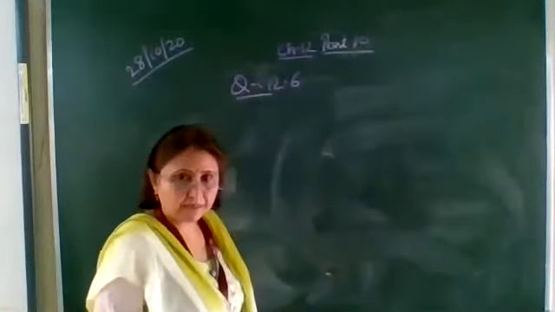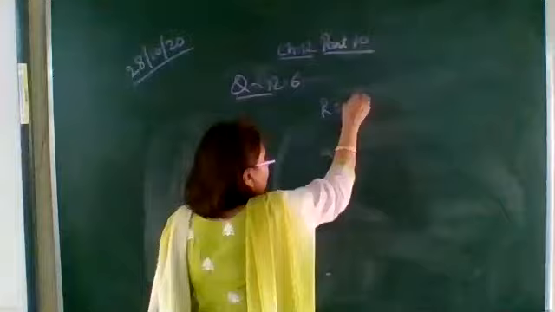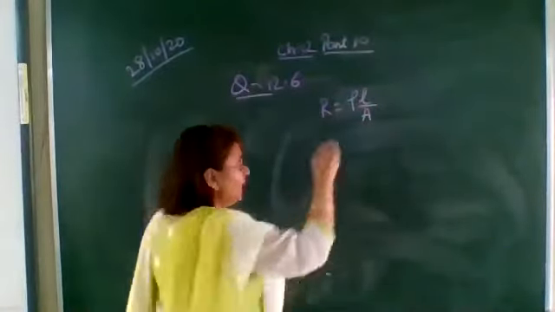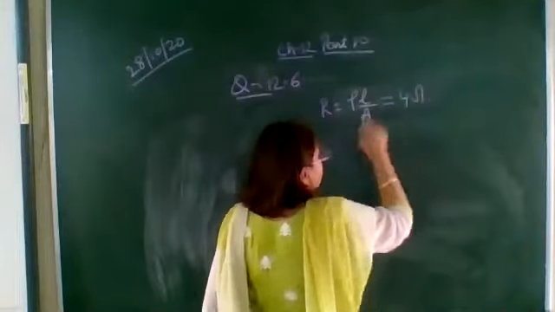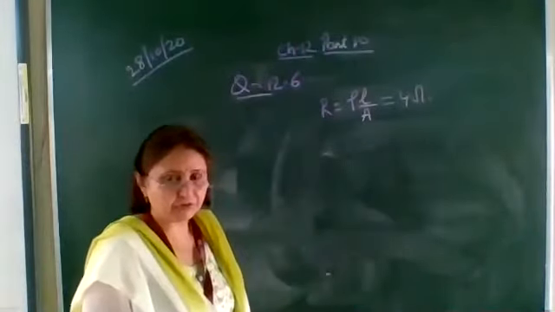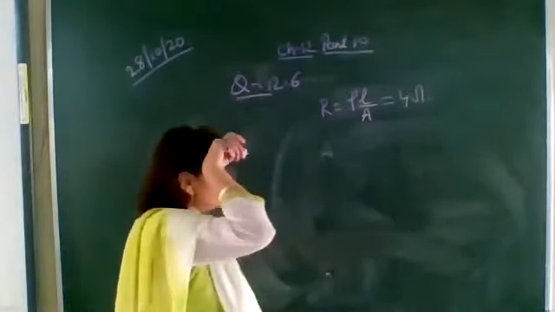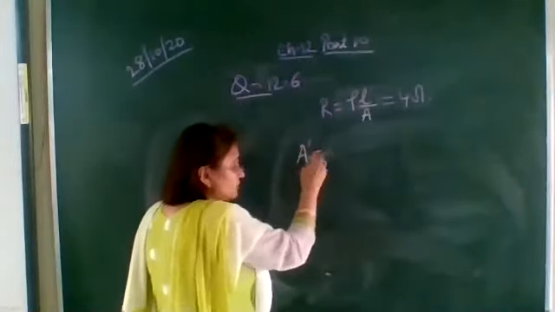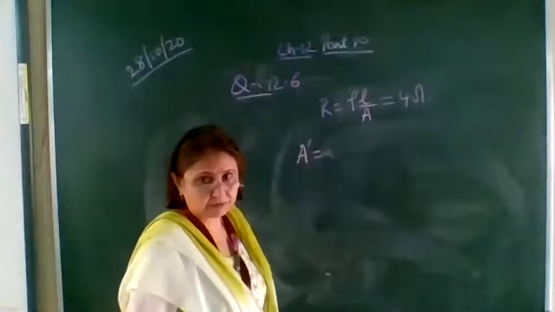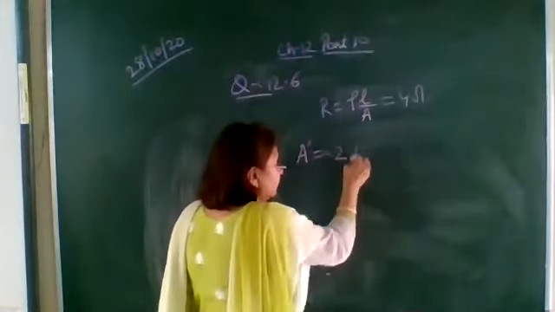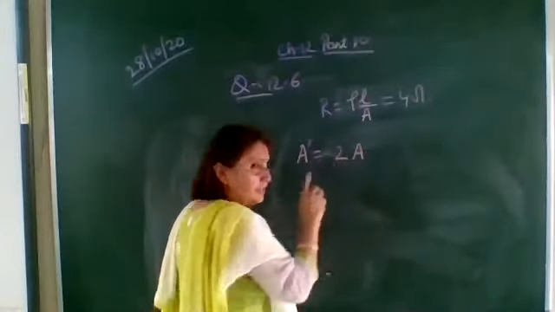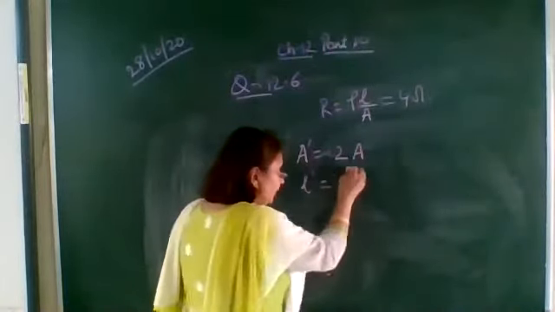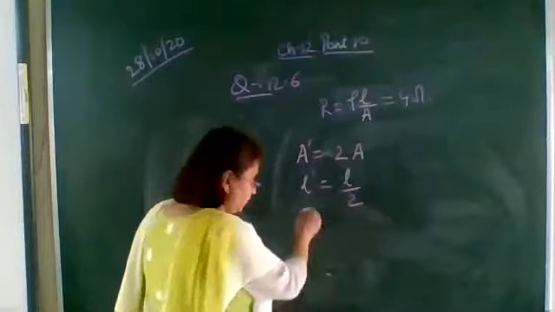Let the resistance R equal rho L upon A, when the length is L and the cross-sectional area is A. This is given to be 4 ohm. So R equals rho L upon A, which equals 4 ohm. Now it is given that the cross-sectional area is doubled, so the new cross-sectional area is 2A, and the length is half, so the new length is L by 2. Find the new resistance.